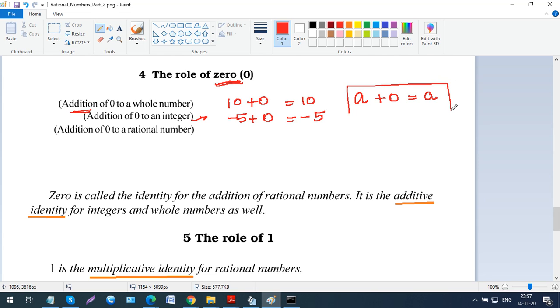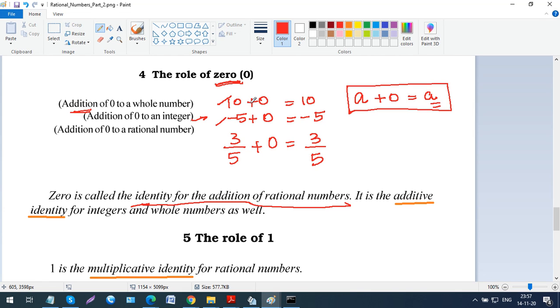So you get the same result. Any integer or any whole number, you add 0 to it, you are going to get the same number, even if it's a rational number. Let's say you take 3 over 5 and you add 0 to it. You still get 3 by 5, correct? So 0 is called the identity for the addition of rational numbers. All are rational numbers, right? Even if I take 10 or minus 5, they are also rational numbers. So you take any rational number and you add 0 to it, you're going to get the same number.